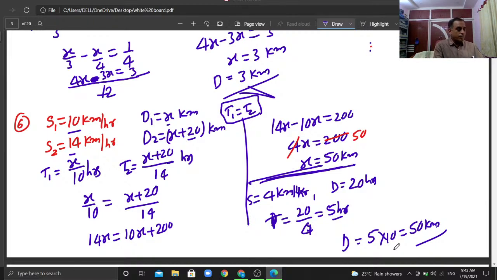What is the next question? Next, subheading: average speed. What is average speed? Average is equal to sum of observations by number of observations.